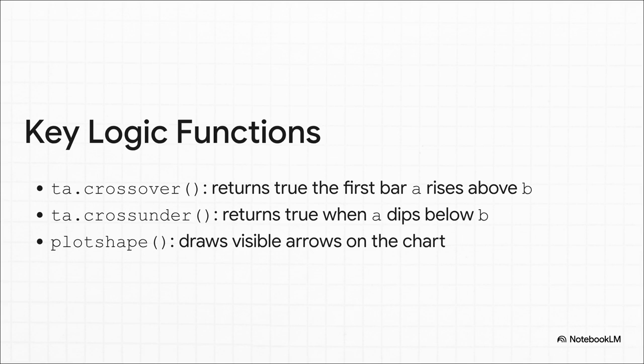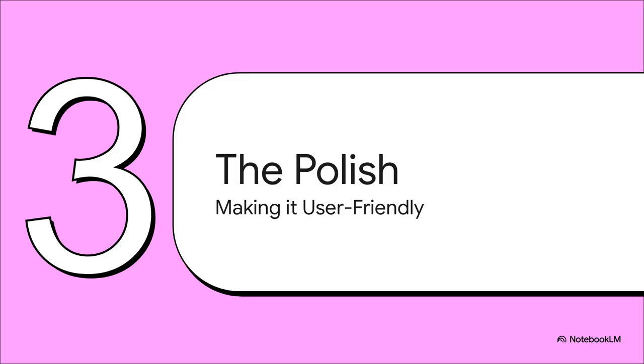As you can see, ta.crossover tells us the exact bar where one line moves above another, and ta.crossunder does the opposite for when it dips below. As soon as one of those happens, we just use plot shape to slap an arrow right onto the chart. It's that straightforward. Okay, we've got a working indicator that generates signals.